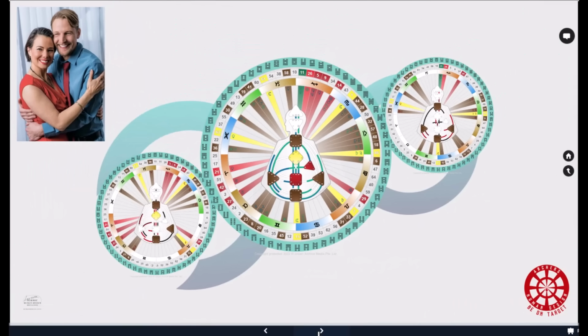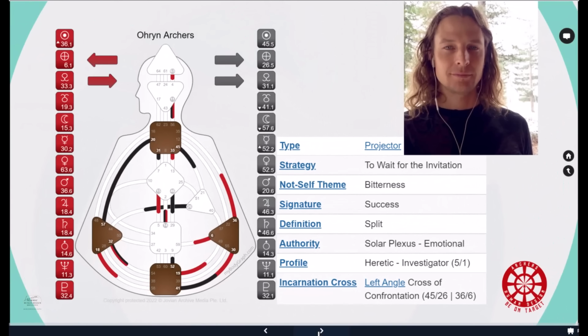Okay, so now if we look at Oren's chart, hi Oren, you, as you know, are a projector. You're here to wait for the invitation. And what can happen when you don't do that is there's this bitterness instead of the sweet success that you were born for. You too are a split definition, and it's not your fault if something happens to where you have issues or challenges or upsets, especially when it comes to your relationship with Lavina. So as a heretical investigator with the emotional clarity that's unconscious, it's important for you to remember to wait out the emotional wave, that vacillation back and forth between hope and pain.